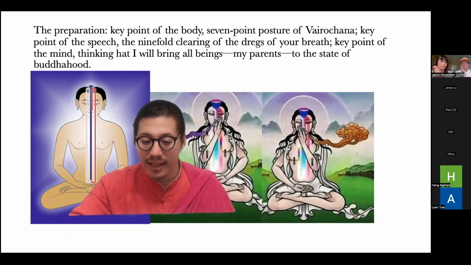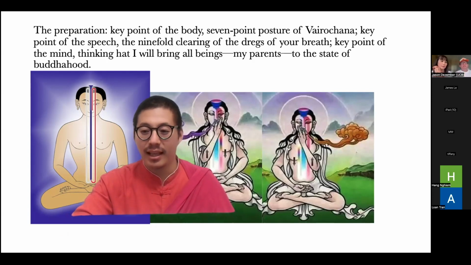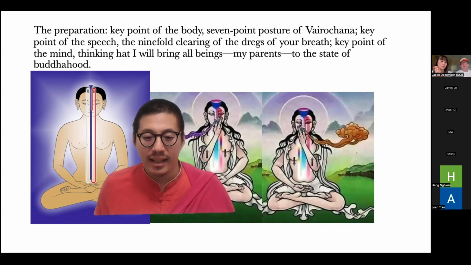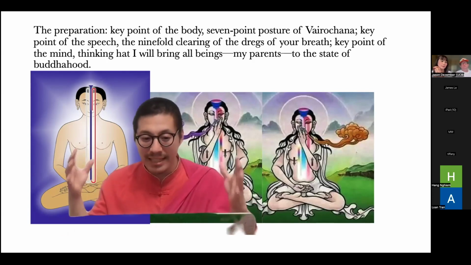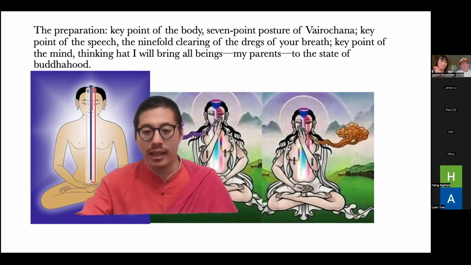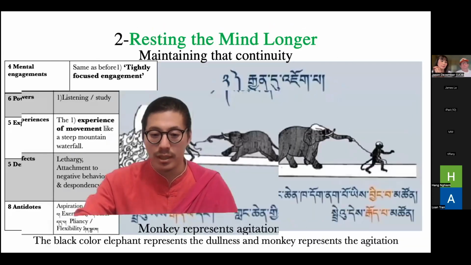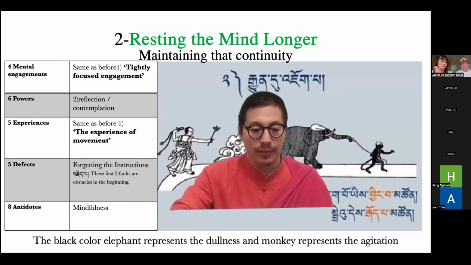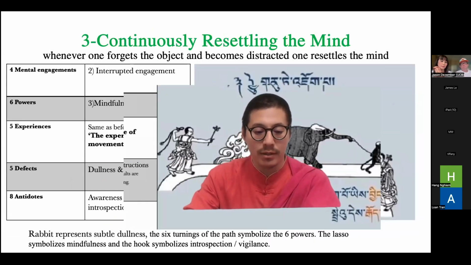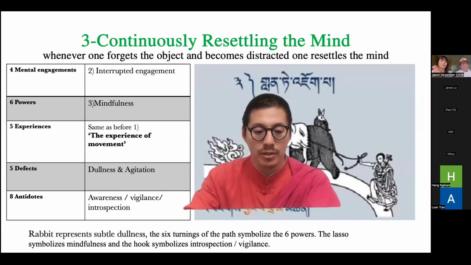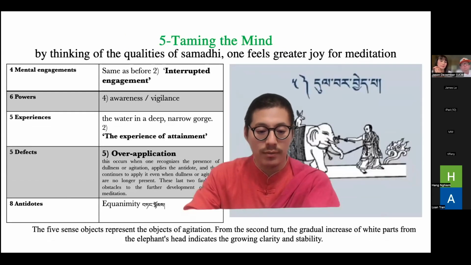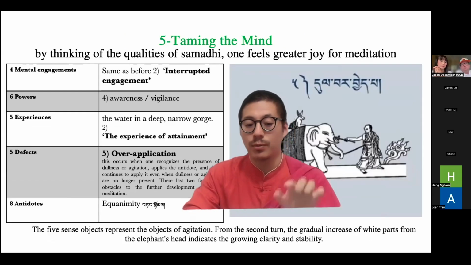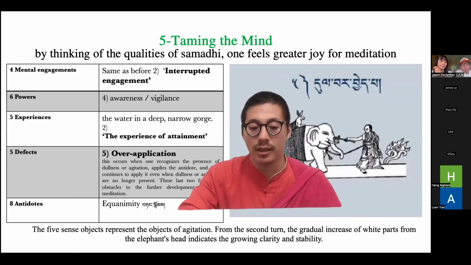A question about using equanimity as an antidote. Well, I don't think I understood really how that works. Yeah, so among these nine stages, it is mentioned at the end, right? The first and second is mindfulness, the third is awareness or vigilance, the fourth stage is attention, and the fifth stage of shamatha is equanimity.